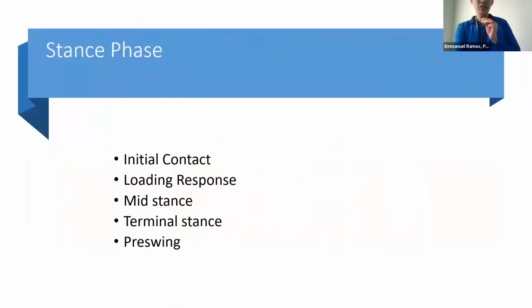Now, what are the stages of the stance phase? There are 5, okay? Initial contact, loading response, mid-stance, terminal stance, and pre-swing. Now, when we look at a person or a patient that we're treating, we look at these 5 stages, okay? It's hard for me to walk right now, because the people from Zoom cannot see me, but I'll show you guys over here.